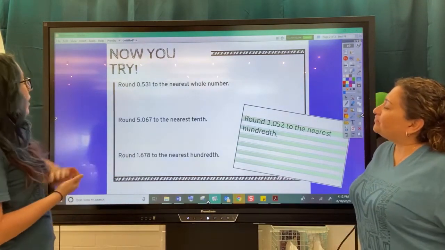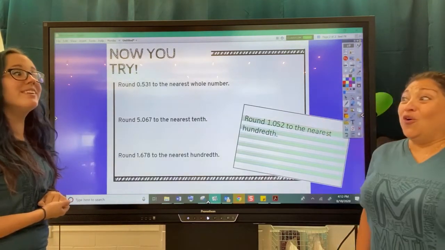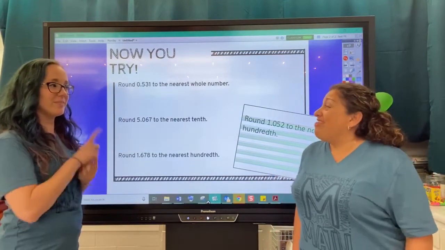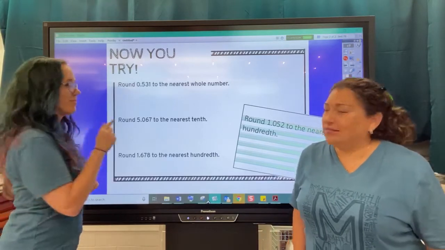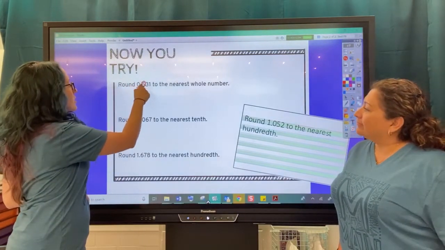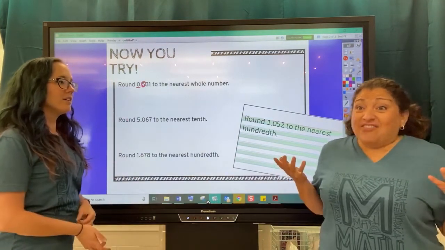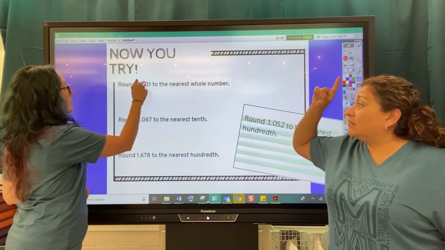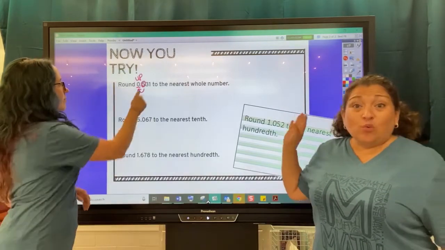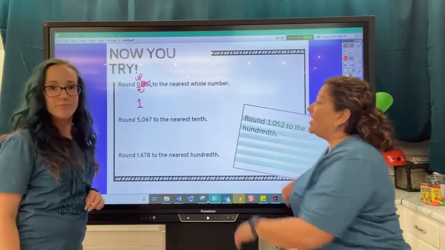All right, let's do it. This one says round 0.531 to the nearest whole number. What does it mean when we say to the nearest whole number? That means the nearest 1. So we're going to underline the ones place and then circle the digit to the right, which happens to be a 5. If it's a 5, that means the underlined one has to go up by 1. So you end up with 1. And the 5, 3, and the 1, they're gone. Once that circled number makes a decision, it takes everybody else with it and goes on vacation.